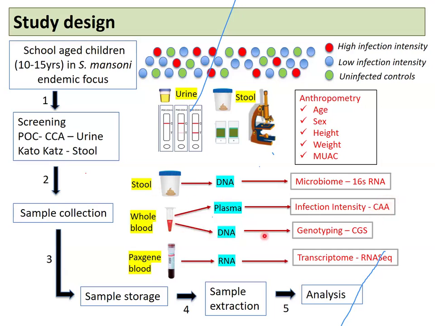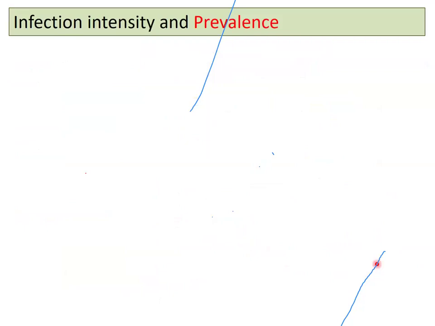Then from the whole blood, we're able to extract the host DNA, which was used for genotyping. And for this, we did a candidate gene study. We'll be looking at that. And from the PAXgene blood, we're able to get the RNA, which was used for RNA sequencing to attain the transcriptome for the transcriptome analysis.